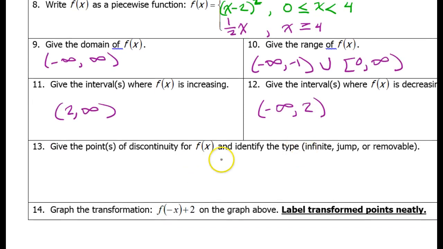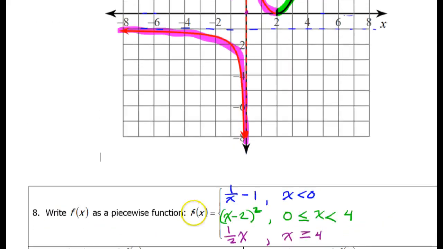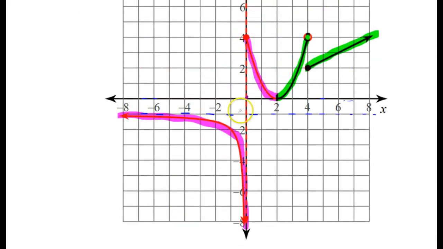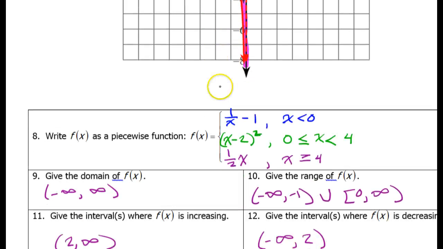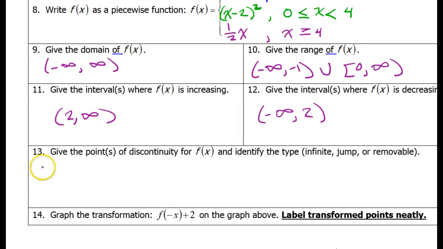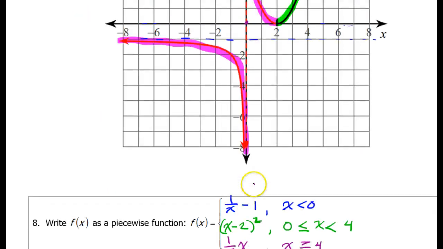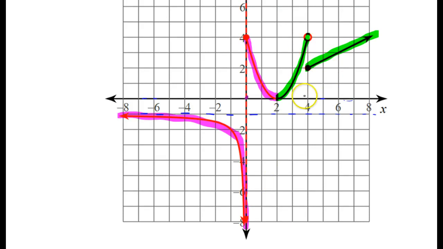All right, give the points of discontinuity. All right, so there's a break in the graph here at 0. See the asymptote? That's called an infinite discontinuity. All right, so we have an infinite discontinuity at x equals 0. And then we have another break in the graph at 4. This is a jump discontinuity.